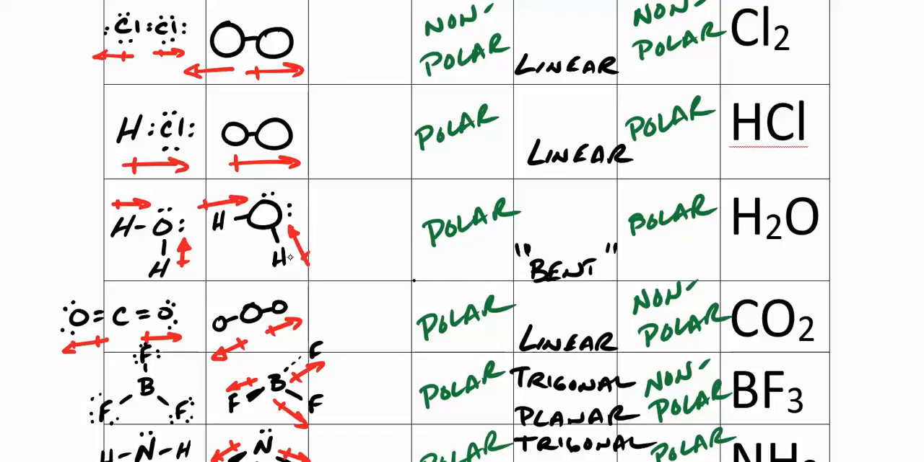It's not going to be linear this time because of the fact that those electrons are going to push this hydrogen and this hydrogen towards one another. It's going to push them down, making this a bent molecule, not a linear molecule.